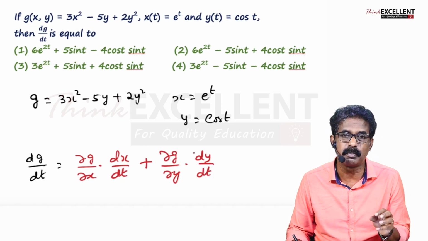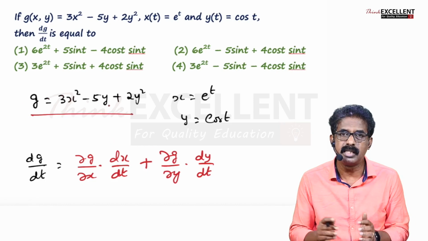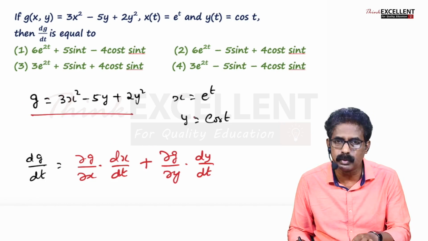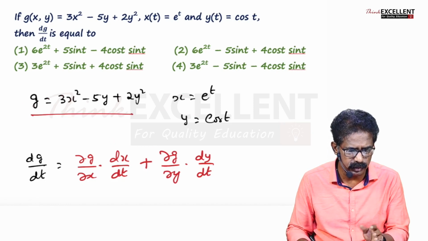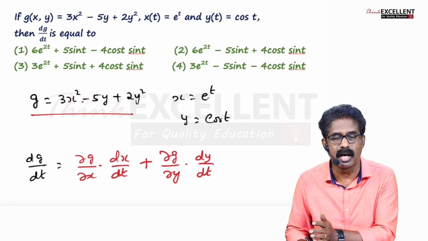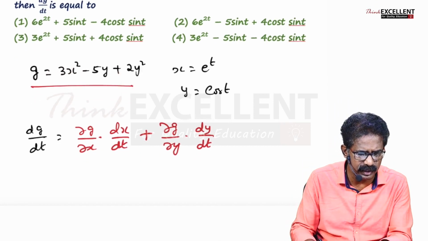Some places I put partial, some places total. When you differentiate g, since there are two variables, you must use partial derivative. When you differentiate x and y, single variable, use total derivative. Okay, so g to t we want. So g to x, x to t, or g to y, y to t. So it's easy. Now it's simple differentiation.